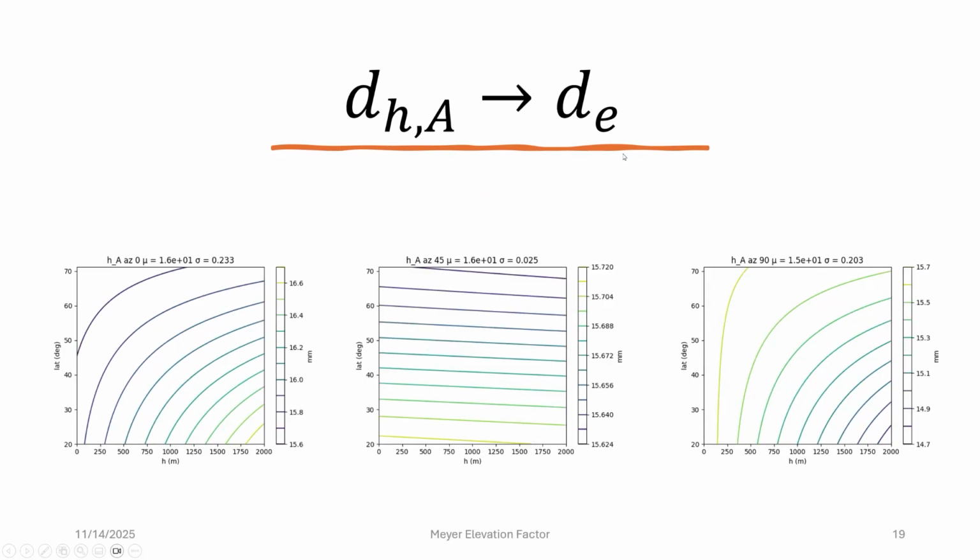Now, let's take a look at what's probably the most common case: reducing the horizontal distance observed at the observation station, the stand station, using the elevation factor. The error regime is very different. Look at this. The worst error is 16.5 millimeters. It's positive everywhere. It goes from 16.6 to 14.7. This is dramatically biased positive.